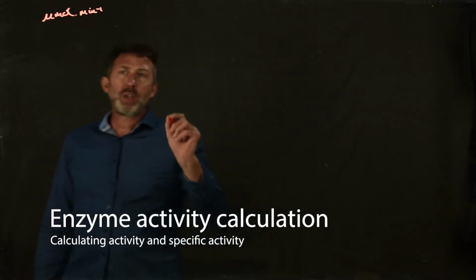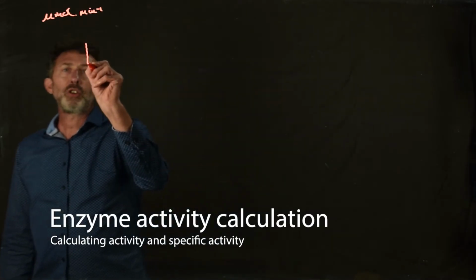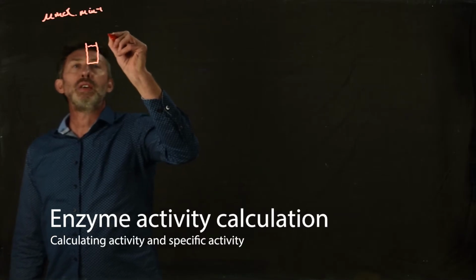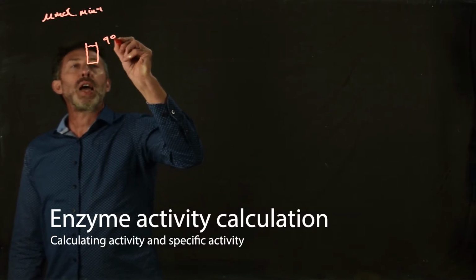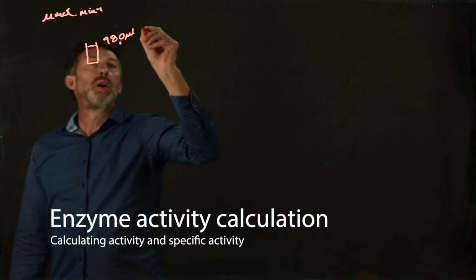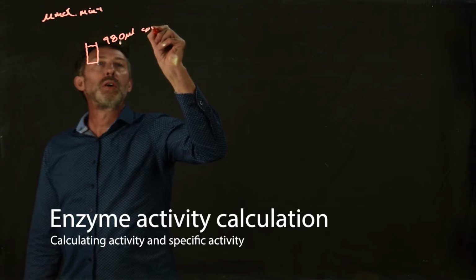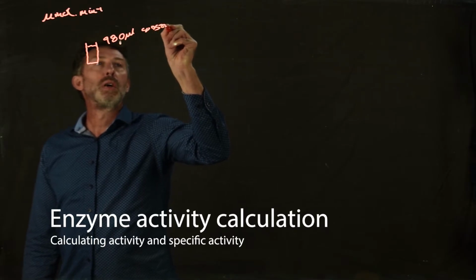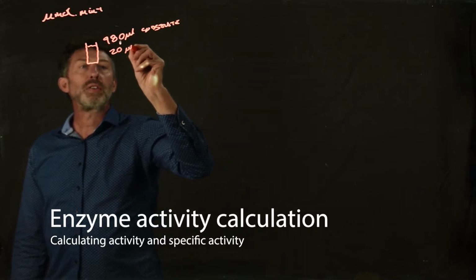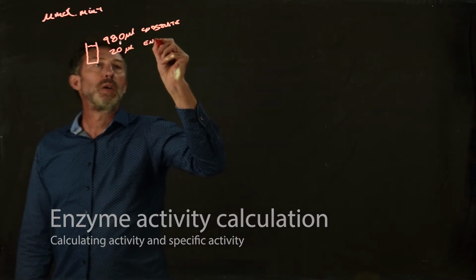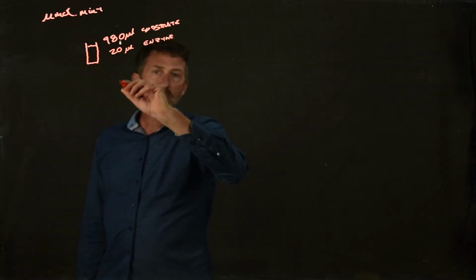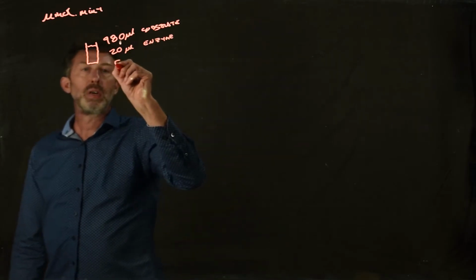Now let's suppose that we do an assay, and let's suppose there's a colorimetric assay. So we've got a cuvette over here, and in this cuvette we've got 980 microliters of substrate, and to that we're going to add 20 microliters of enzyme. And we're going to incubate for 5 minutes.